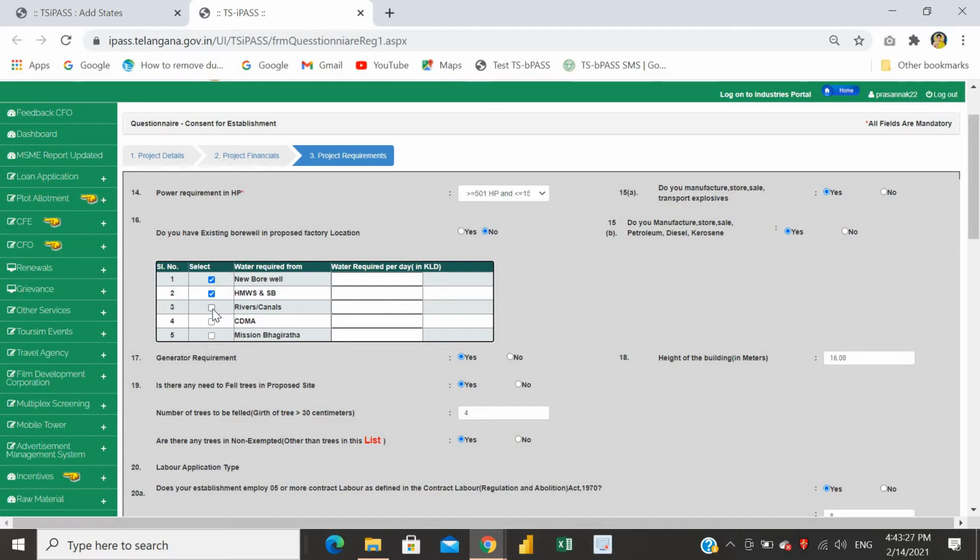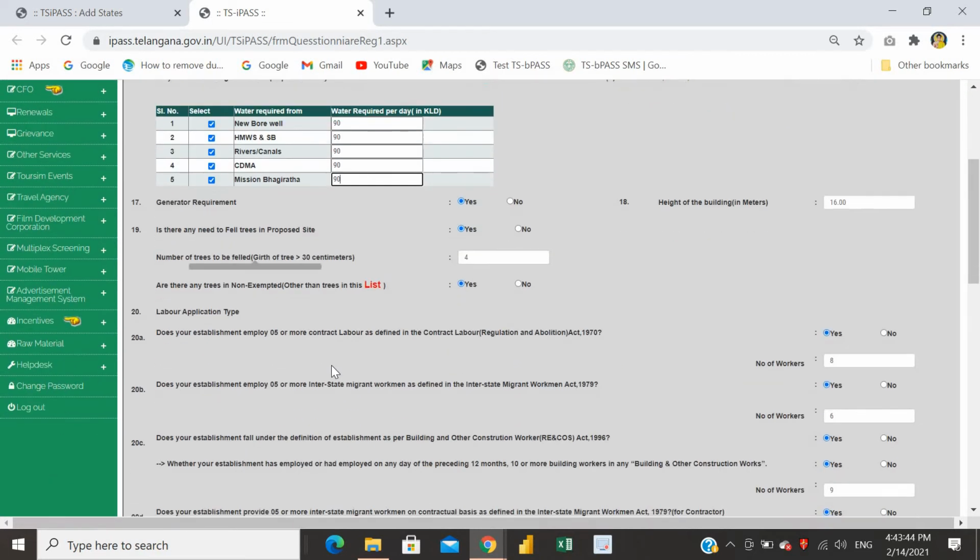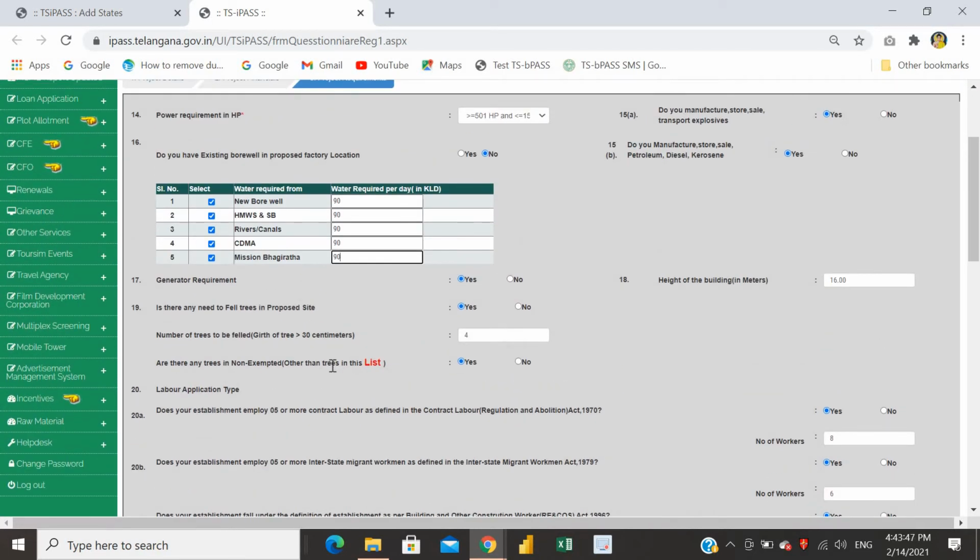I'm choosing river. I'm also choosing CDMA water requirement and also Mission Bhagiratha. So I need to mandatorily enter, though there is no asterisk mark here, the water requirement per day in KLD. Generator requirement. If you give no, it will categorize our application as non-hazardous. If it is yes, it is a hazardous unit.